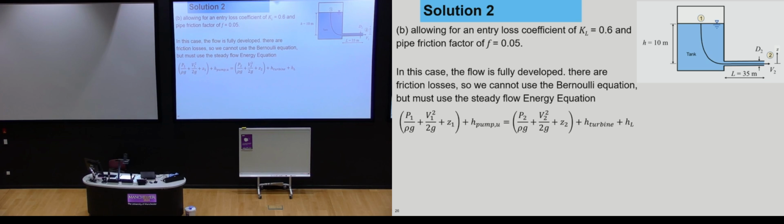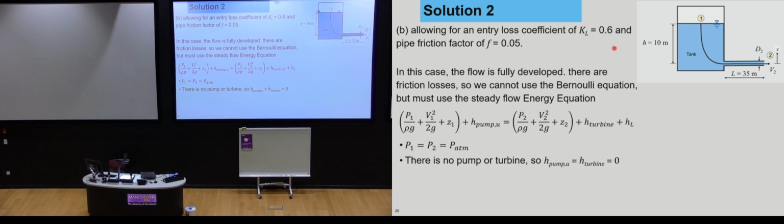So here is our steady flow energy equation. Now we can start to enter some of the values that we know. Okay, so P1 is equal to P2 is equal to P atmosphere, because it's open to the atmosphere. There is no pump and there is no turbine, so there are no energy losses or head losses due to a pump or a turbine, so those are equal to 0. This then reduces the equation to a far simpler one.